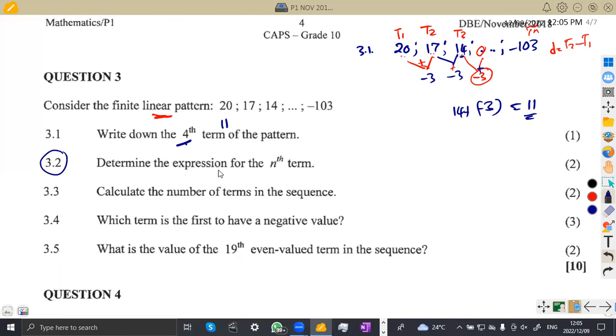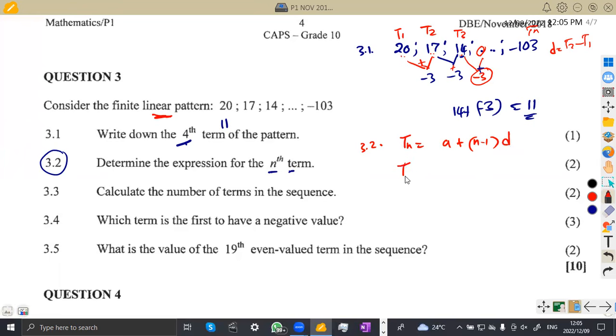Then on 3.2, determine the expression for the nth term, that is the Tn expression. So I'm going to use this formula or this method. There are so many methods. I don't know what you have been taught, but there are so many methods that you can use to find the nth term. We've got this formula. Tn is equivalent to A plus n minus 1 times D, having A as the first term, n the number of terms, then D the difference.